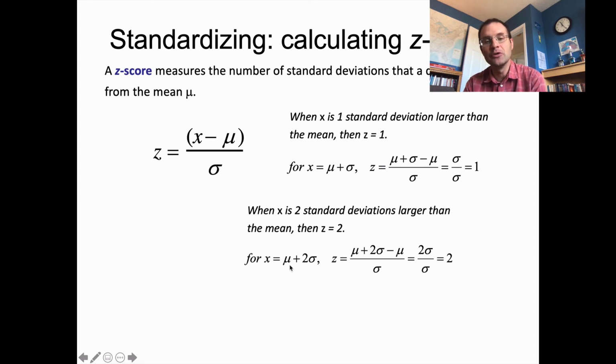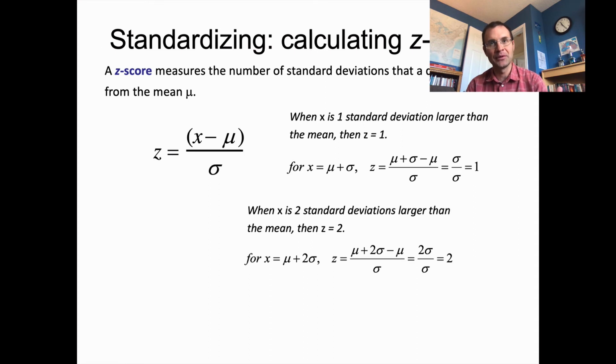So in this case, you get mu plus 2 sigma. And then if you substitute all that for x in this equation, you get mu plus 2 sigma minus mu over sigma. The mu's cancel each other out again. You get 2 sigma over sigma, which equals 2 again, which is where we want to be, right? That's how you calculate z-scores sort of in the abstract.